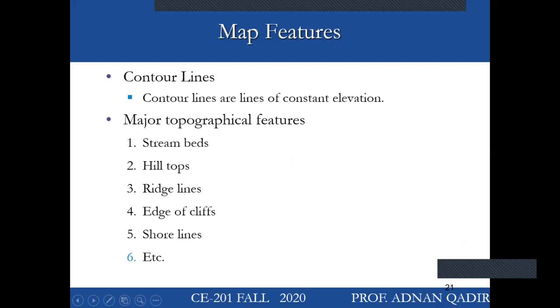Now, one of the major features, that's why we call this a topographic map, is the contour lines. So what are contour lines? Contour lines are lines of constant elevation. They show you major topographic features like stream beds, hilltops, ridge lines, edges or cliffs, and shorelines, etc.